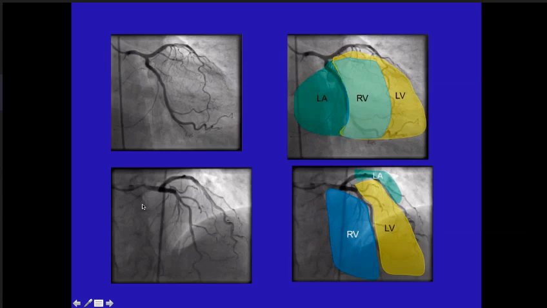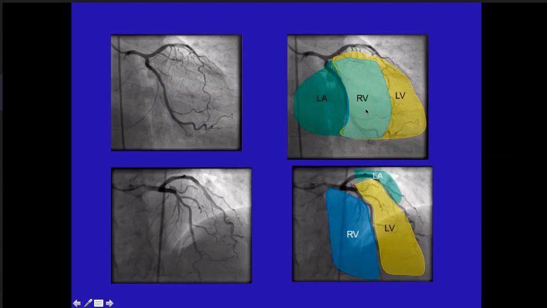Maybe this is AP and this is RAO. Sorry. This is RAO straight. This is RAO cranial, because can you see the diaphragm is thin? Yes, sir. So this is RAO straight and RAO cranial.